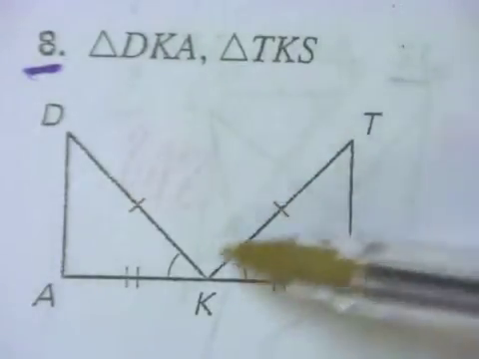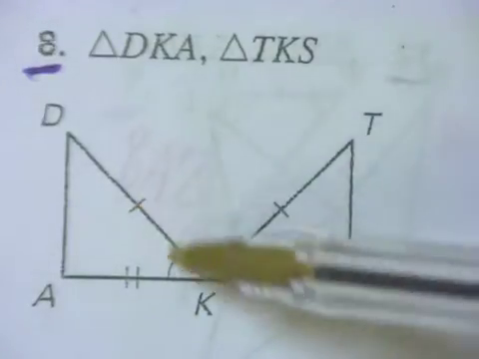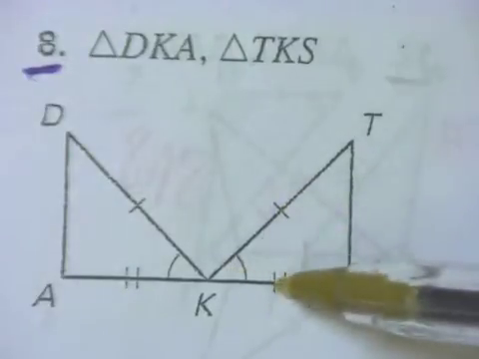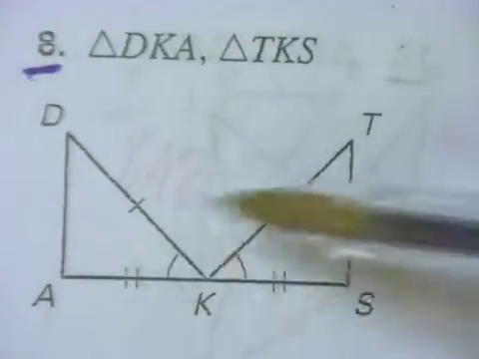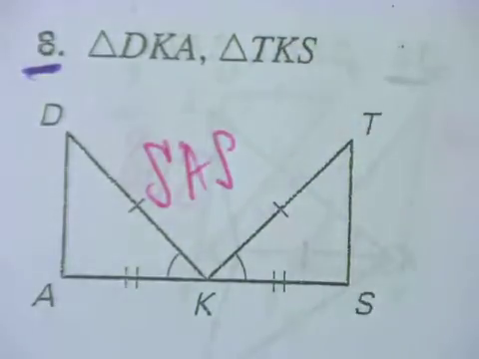Number 8, I have these two triangles. I have congruent sides, congruent angles, and congruent sides. So I have side, angle, side, copied by the exact same side, angle, side. So I can say that these two triangles are congruent using the side, angle, side rule.